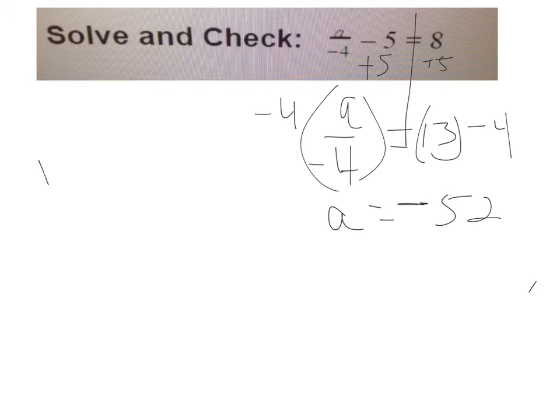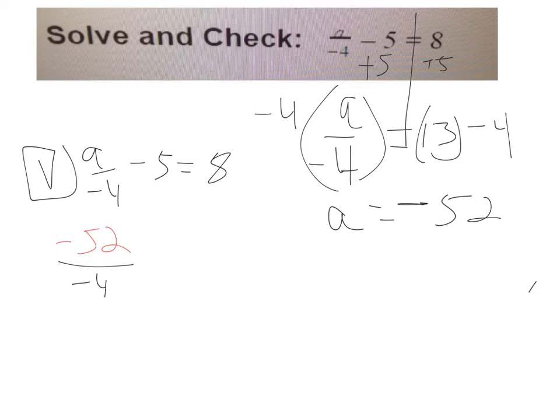From there, you could check. You would rewrite the problem. A divided by negative 4 minus 5 equals 8. Then plug it in. So you plug in the negative 52. Negative 52 divided by negative 4 is a positive 13. 13 minus 5 is 8. So that does check as well.